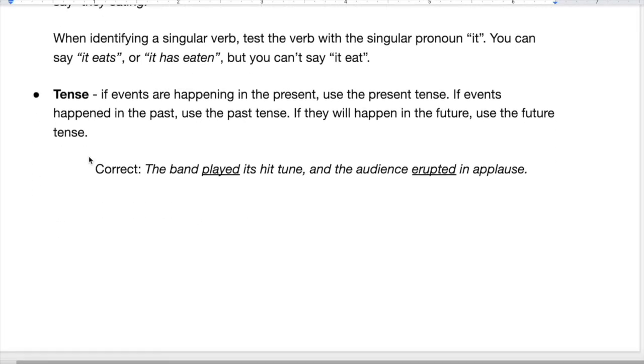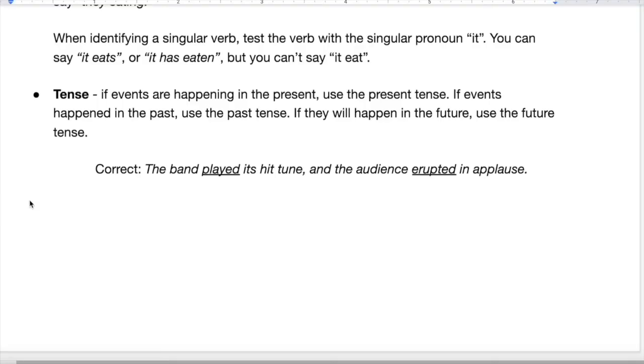When identifying a singular verb, test the verb with the singular pronoun it. You can say it eats or it has eaten, but you can't say it eat. Yep, you can't. Any questions about that? No. All right. And again, we'll practice these. They don't pop up a ton, but they pop up. So we've got to be familiar with it.